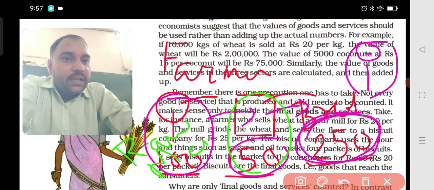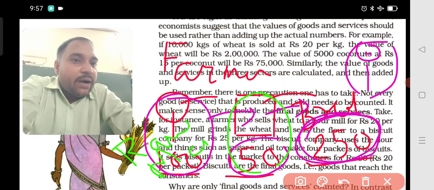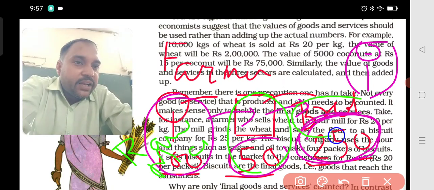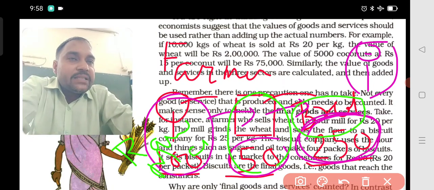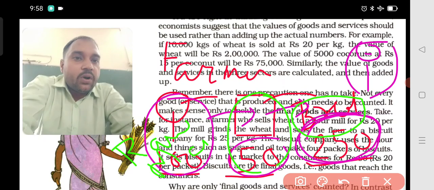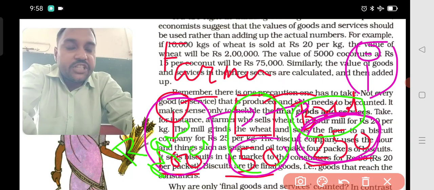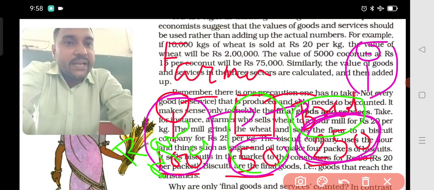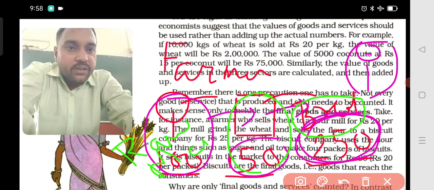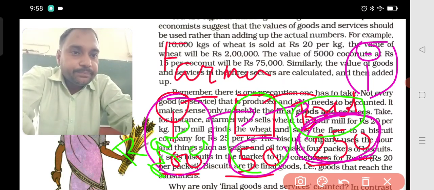Again, what does the mill owner do? The mill owner purchases the wheat, and his purpose is to make flour and sell this flour to the bakery owner. It simply means the mill owner is also not taking this product for his own consumption. Why is he purchasing the product? He is purchasing it for further production. It simply means it is an intermediate product or raw material to him.